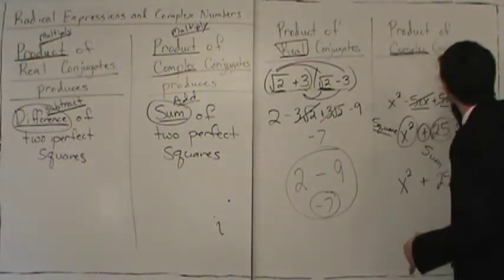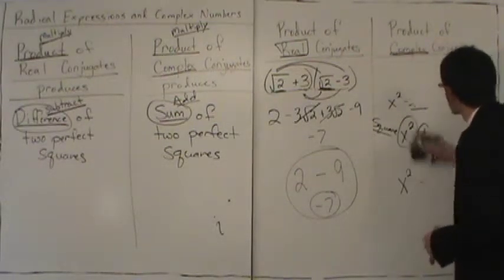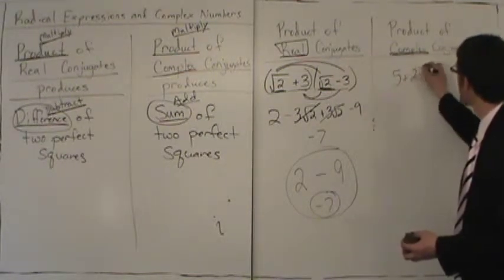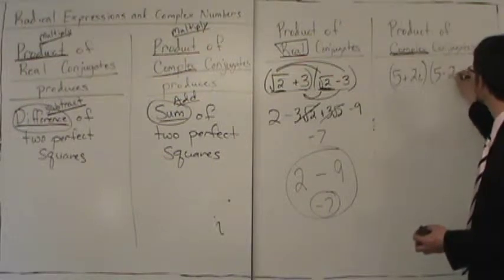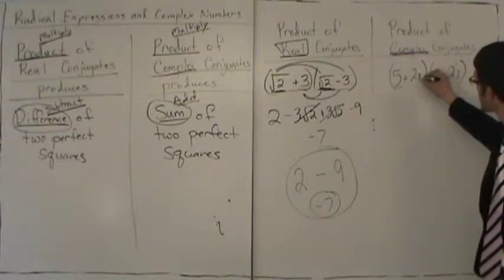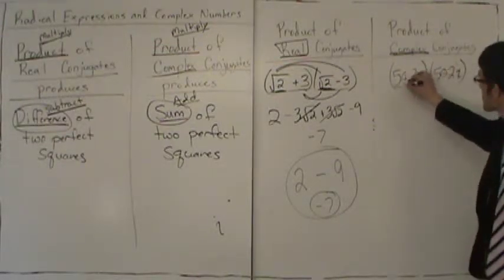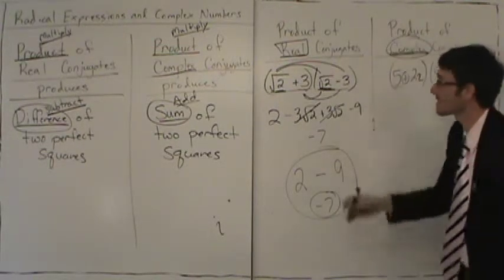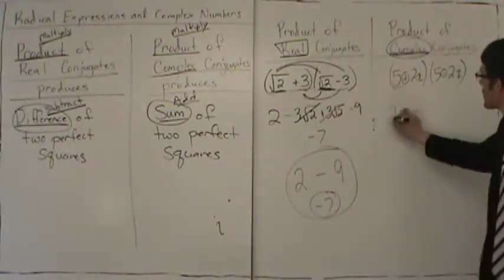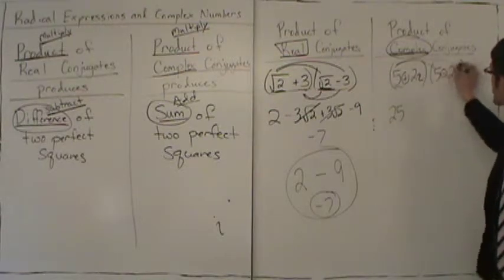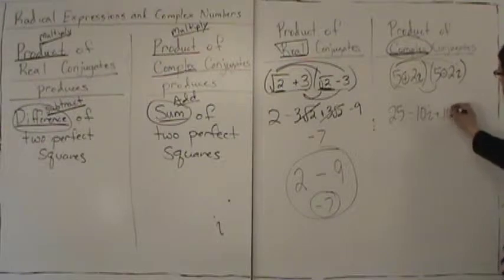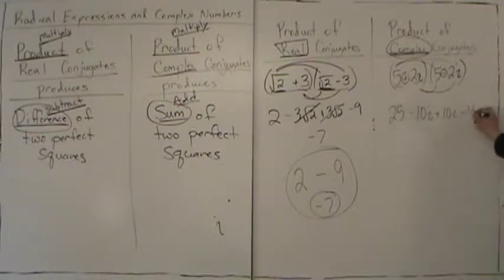Watch this. If I write, in this case, 5 plus 2i times 5 minus 2i, we can FOIL this first to see. Remember, these are complex conjugates, opposite middle signs. We have an i on the end, so these are complex conjugates. Complex conjugates will produce a sum of two perfect squares. 5 times 5 is 25. 5 times negative 2i is negative 10i. 2i times 5 is positive 10i. And 2i times negative 2i is negative 4i squared.